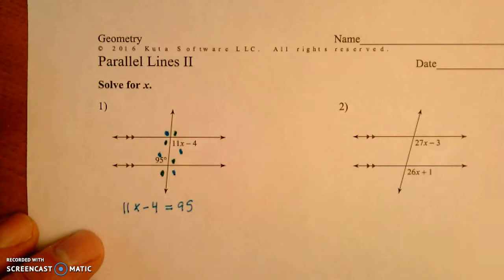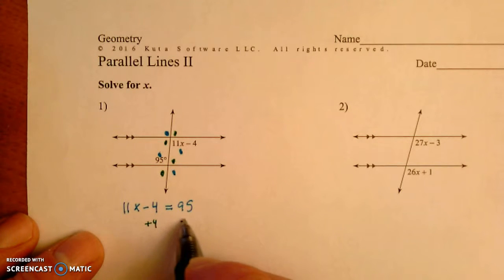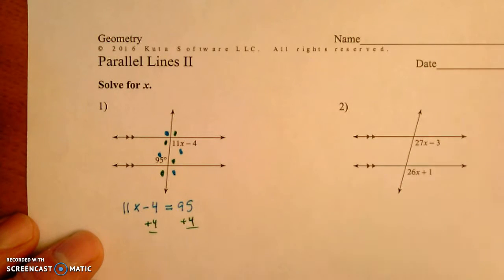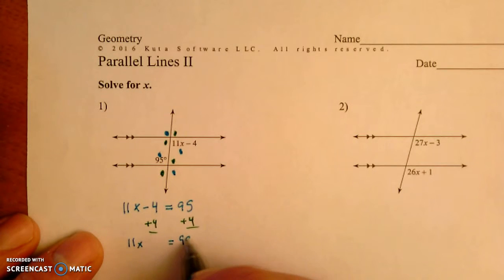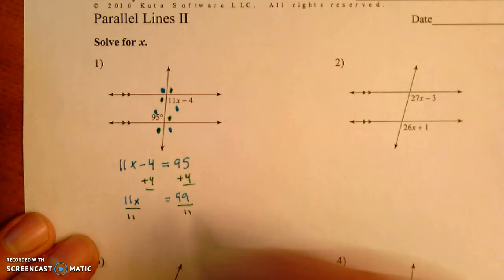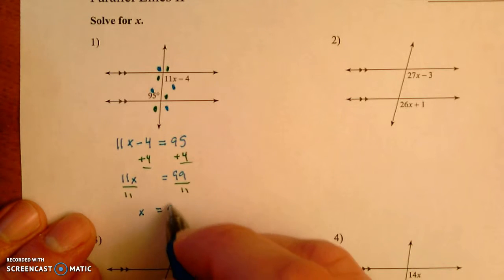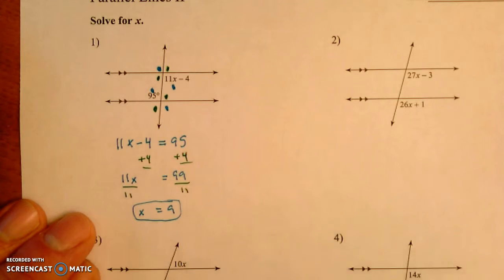So let's see here. First thing we'll do is we're going to add 4 to both sides. And then we're going to end up with 11x equals 99. And then we're going to divide by 11 on both sides. And we're going to end up with x equals 9. There we go.